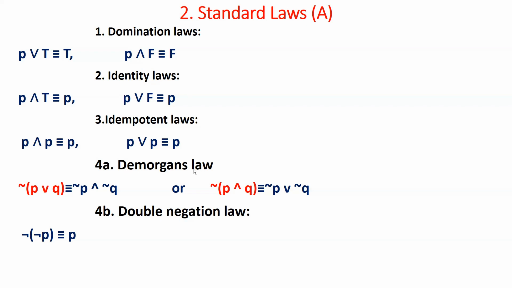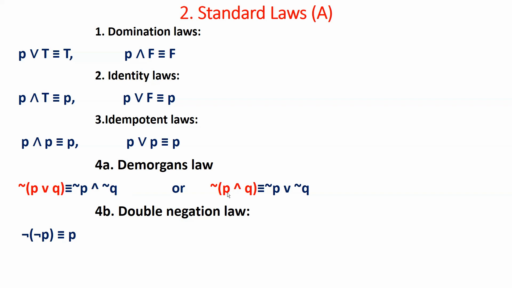Fourth, De Morgan's law. What is De Morgan's law indicating? If a negation sign is present outside the bracket and we take it inside the bracket, then what exactly happens? Now see, P or Q is present inside the bracket and outside the bracket a negation sign is there. If I want to take that negation sign inside the bracket, then this negation will be applied to the individual atomic propositions. So negation P, negation Q, but whatever sign is present inside the bracket will change. If the sign is or, then it becomes and. So that particular law is De Morgan's law.